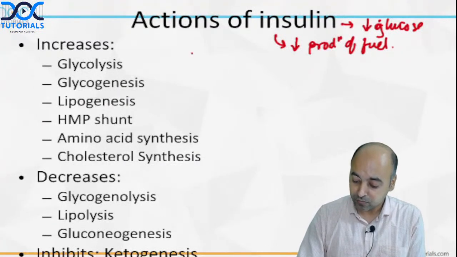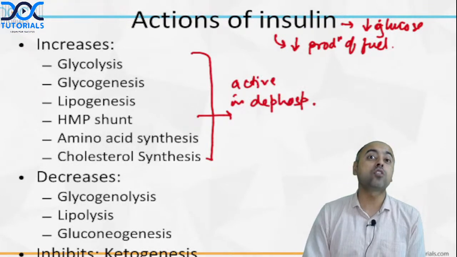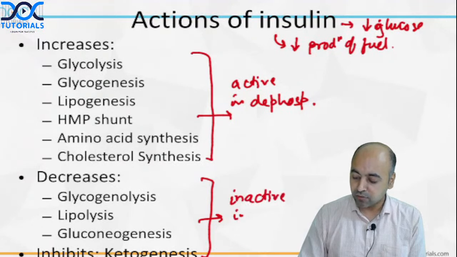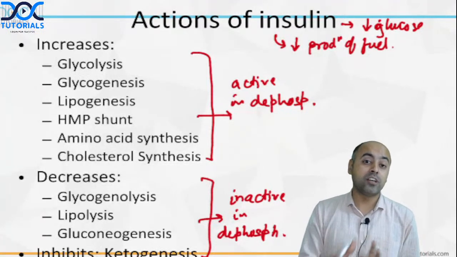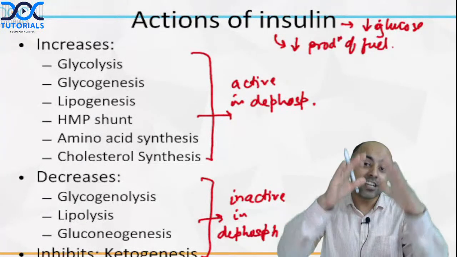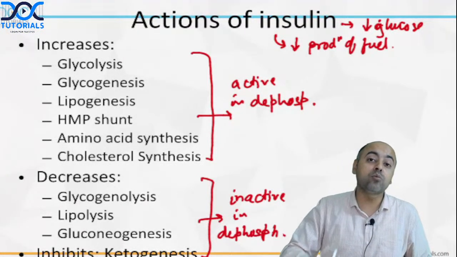What this means, all these enzymes are active in the dephosphorylated form. Insulin causes dephosphorylation, whereas all these enzymes are inactive in the phosphorylated form. Nobody is going to tell you like this so that you can quickly remember. So insulin causes dephosphorylation. The pathways which are down-regulated by insulin, there the enzymes will be inactive. So in dephosphorylated form, those enzymes are inactive.